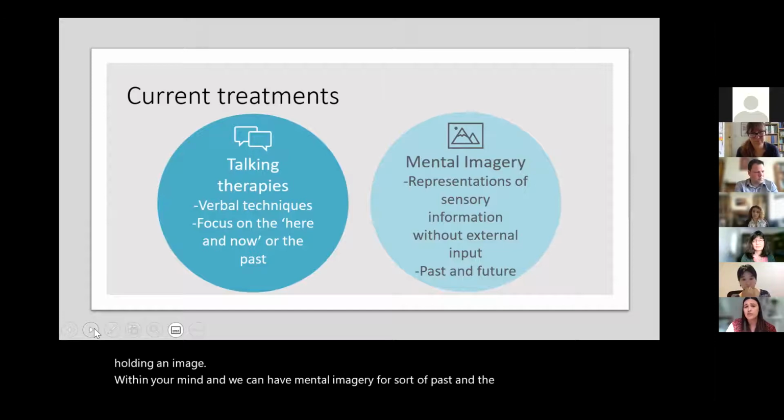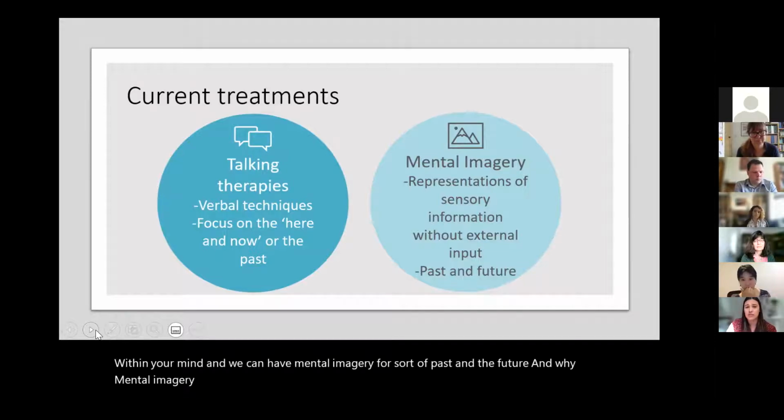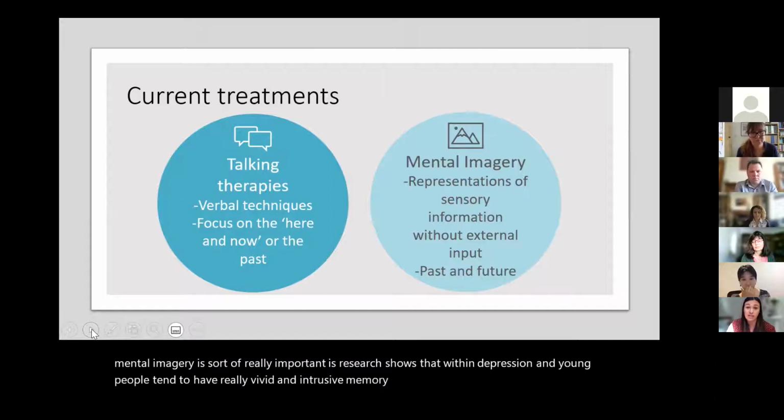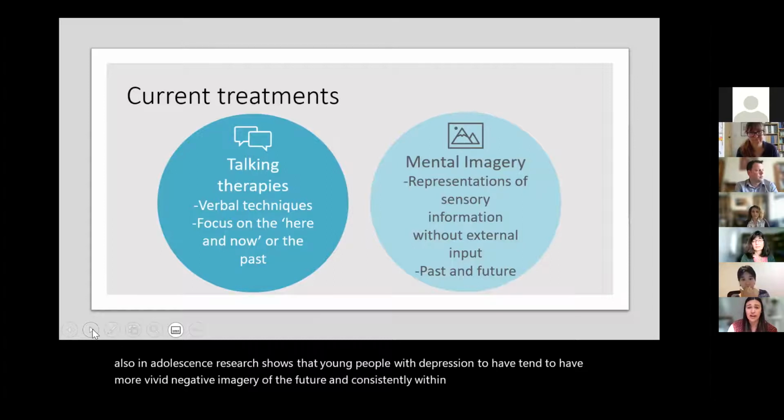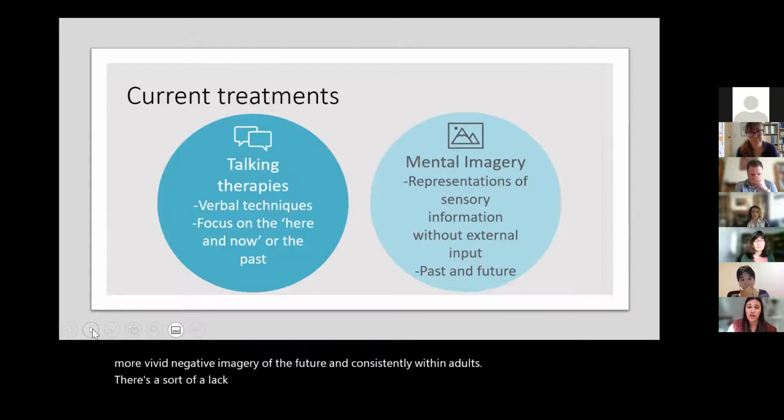Why mental imagery is really important is that research shows that within depression, young people tend to have really vivid and intrusive negative imagery around memories. Also in adolescence, research shows that young people with depression tend to have more vivid negative imagery of the future, and consistently within adults there's a lack of positive future imagery as well.